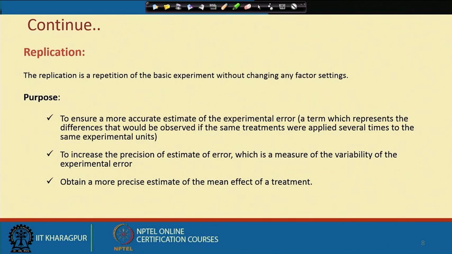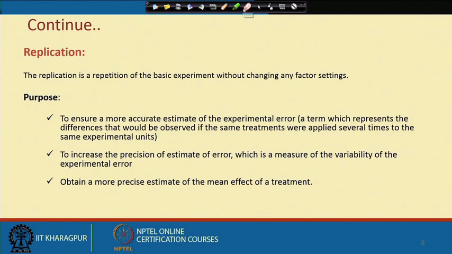That will not help you to find out the errors, because later on we'll see that there are many variables, many factors together. All those effects, once you estimate with a single observation, you may not be able to estimate all of them. If you want to estimate all the effects, you will not be able to estimate the error. So you require more experimental runs in each setting.